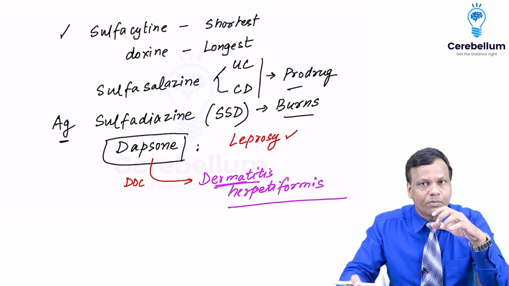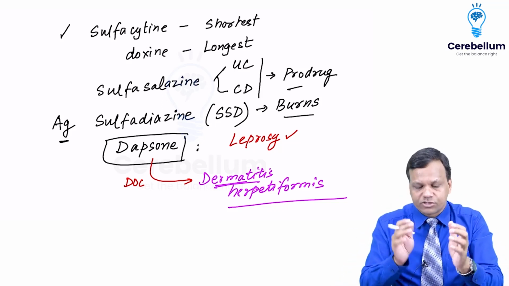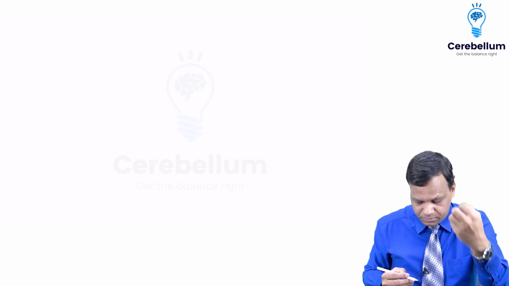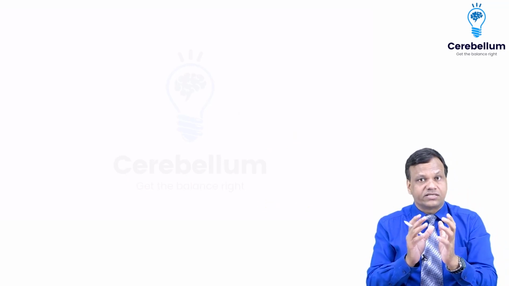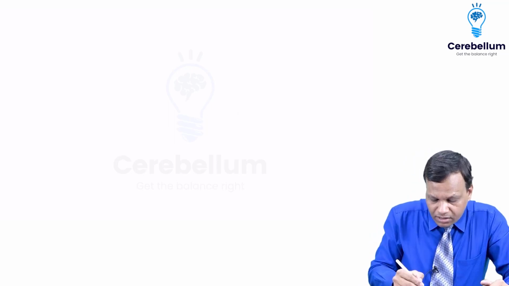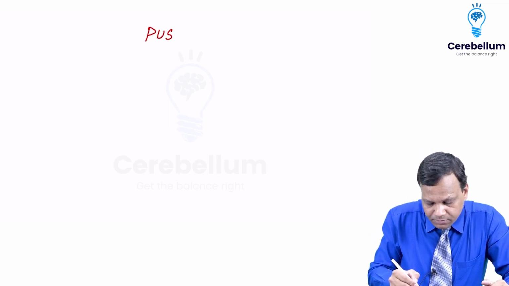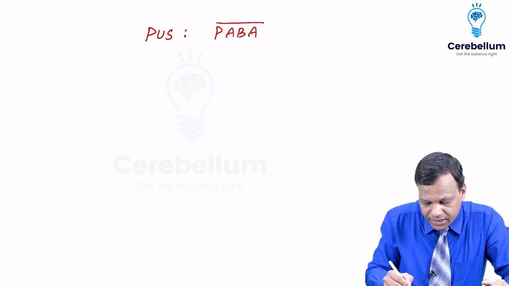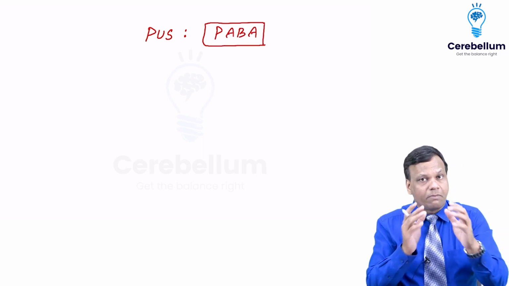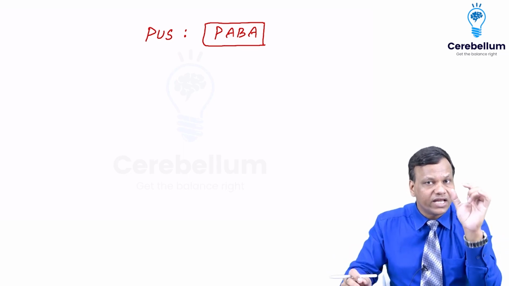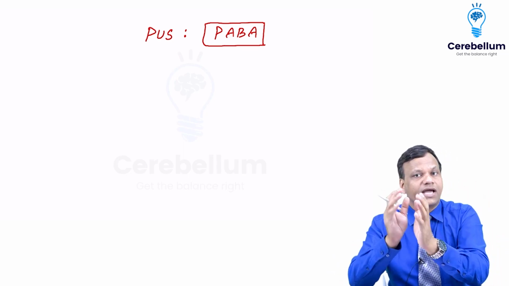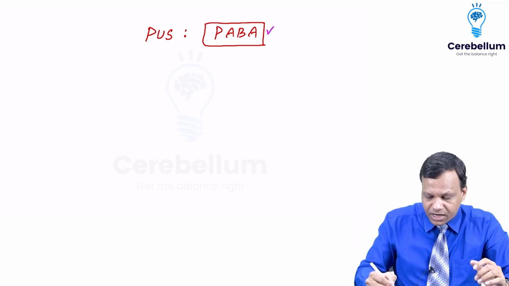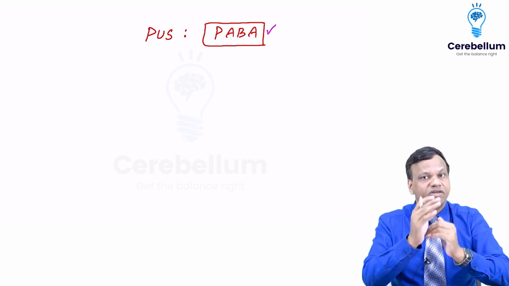So these are the important points regarding the first group of folic acid inhibitor, that is sulfonamides. But one important thing is left. What is important? Pus. Pus contains plenty of PABA. Remember, sulfonamides are competitive inhibitors of folic acid synthase. The structure of sulfonamide is very similar to PABA. That's why they are competitive inhibitors.